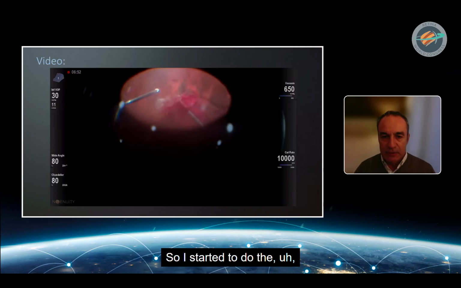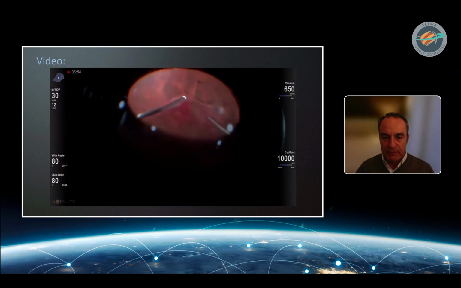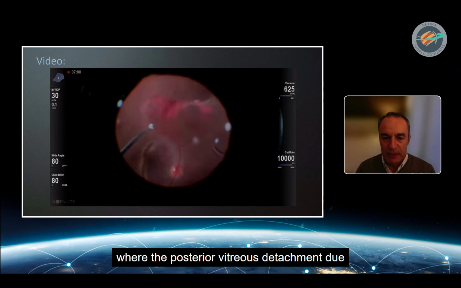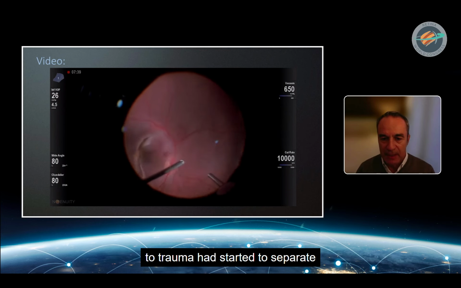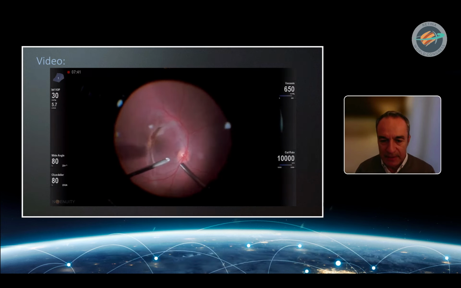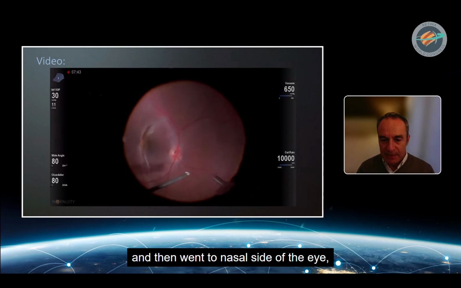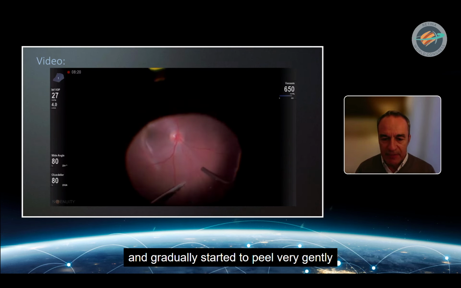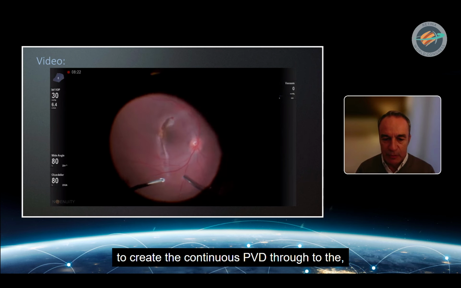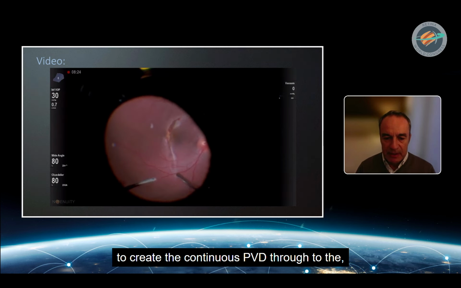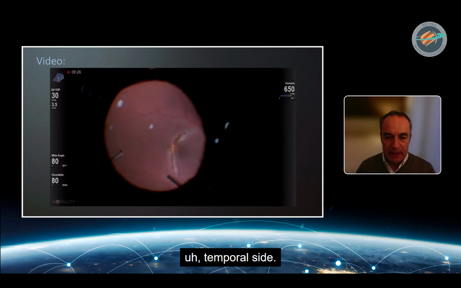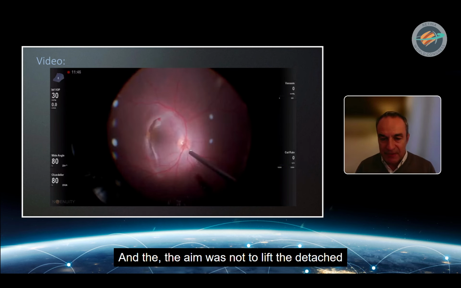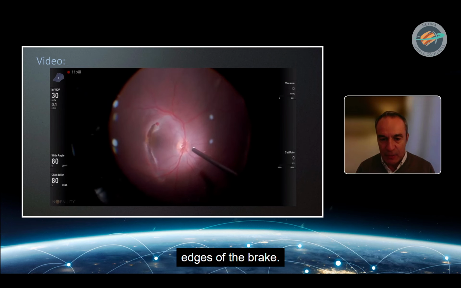So I started to do the vitrectomy from the 6 o'clock, where the posterior vitreous detachment due to trauma had started to separate, and then went to the nasal side of the eye and gradually started to peel very gently to create the continuous PVD through to the temporal side. And the aim was not to lift the detached edges of the break.